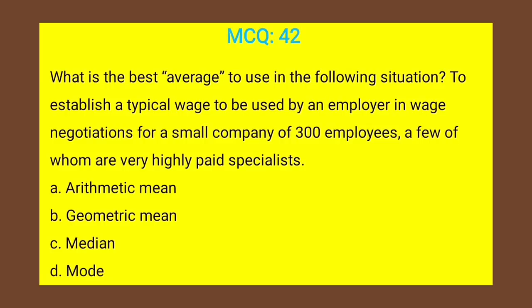Then question 42, what is the best average to use in the following situation? To establish a typical rate to be used by an employer in wage negotiations for a small company of 300 employees, a few of whom are very highly paid specialists. So here, which of the averages are you going to use? A, arithmetic mean, B, geometric mean, C, median, and D, mode.